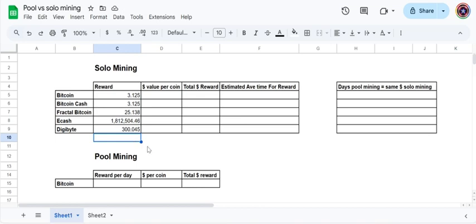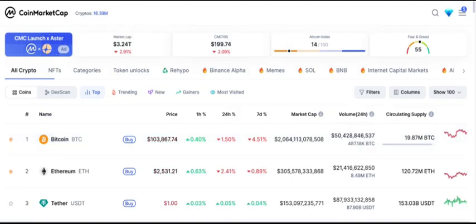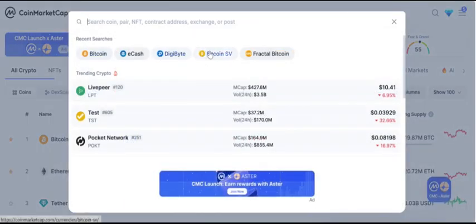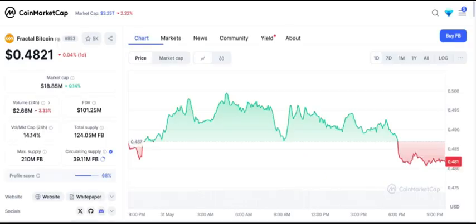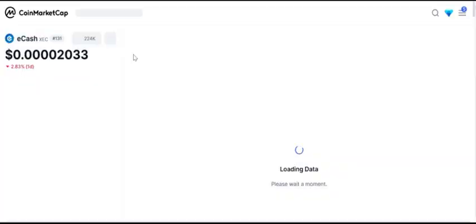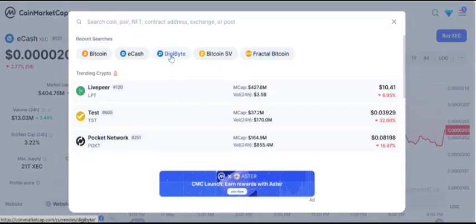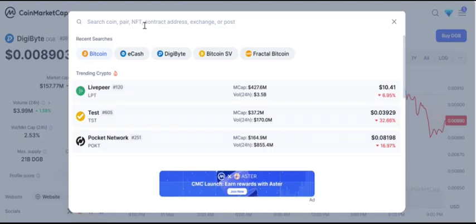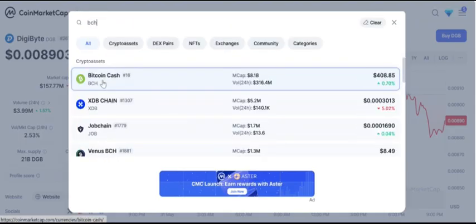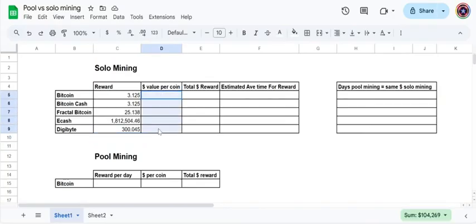All right, let's just quickly look up the dollar value now and work out what the total reward will be from that. So Bitcoin's sitting just over 100,000. Pretty good per coin. I've got the other ones saved here, so let's just quickly look at these. Fractal, 48 cents, not too bad. Ecash, 0.00002. Bugger all. Digibyte, not quite 1 cent, so it's getting there. Let's just quickly look up Bitcoin Cash. There we are, $408 per coin. It's pretty good for Bitcoin. All right, let's plug that in here. So there we are, the dollar value per coin.